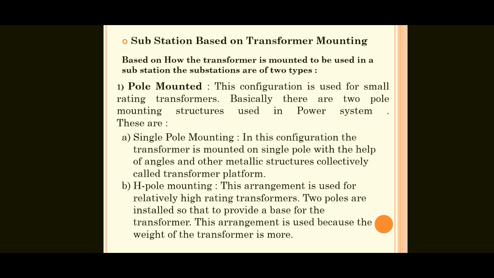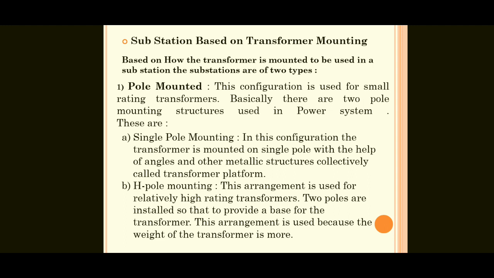First one, pole mounted. This configuration is used for small rating transformers. Basically, there are two pole mounting structures used in the power system. Here in pole mounted, two types are present: first, single pole mounting, and second, H pole mounting.